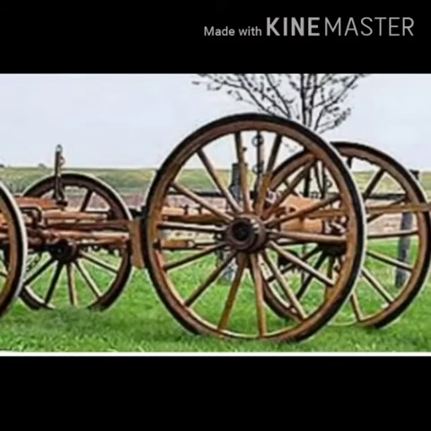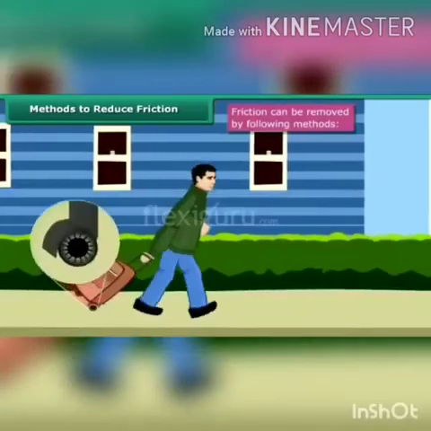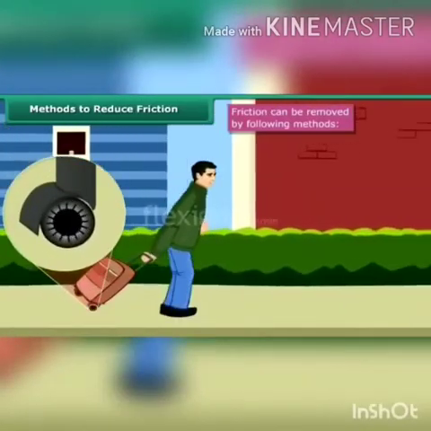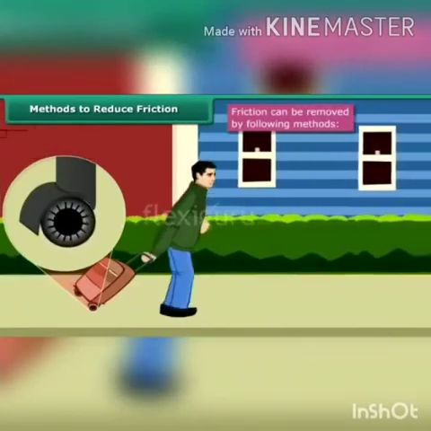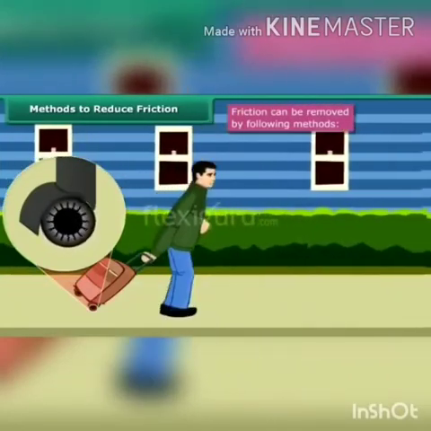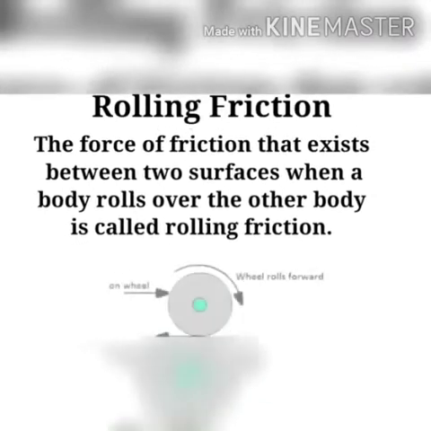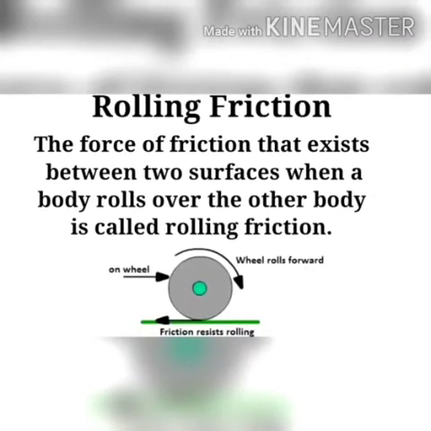The next one, rolling friction. The invention of the wheel plays a crucial role in human civilization. One of the important applications is a suitcase with rolling casters. Rolling wheels make it easier than carrying luggage. What is rolling friction? The force of friction that exists between two surfaces when a body rolls over the other body is called rolling friction.